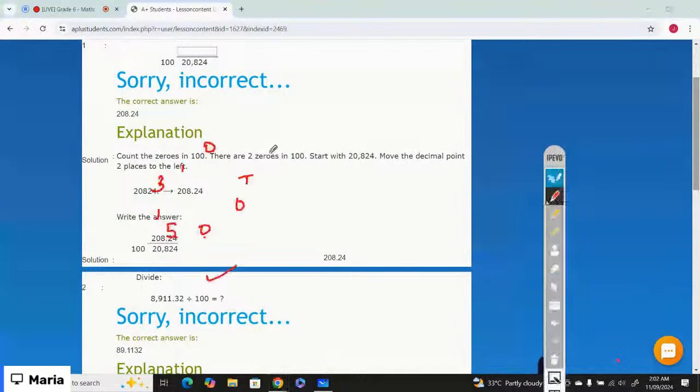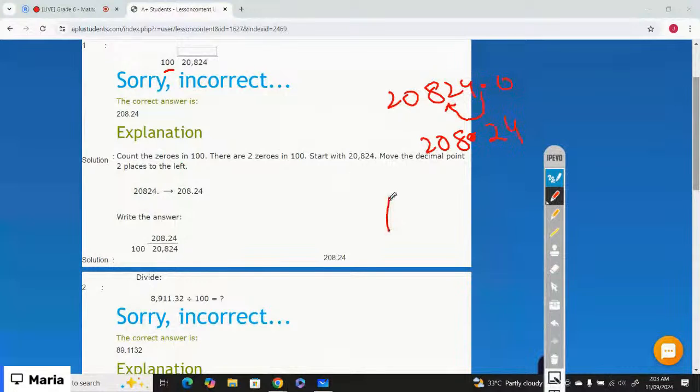So you need to count the number of zeros in the 100. You have two zeros in the 100, right? So that means you have to move the decimal point two places left. Right now the decimal point is here, right? Just move two places left. When you move it two places left, it would be here now. 208.24. So that means when you divide 20,824 by 100, the answer is 208.24.